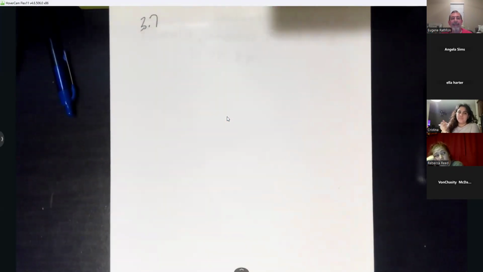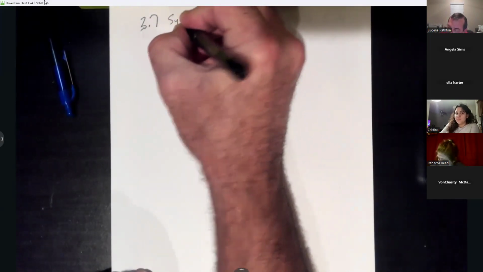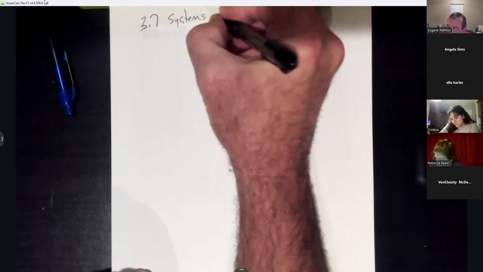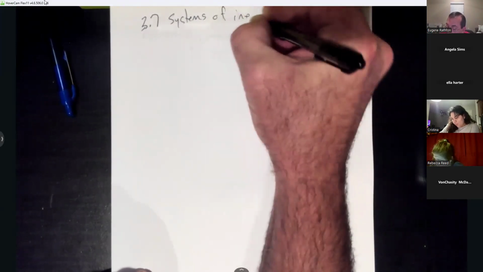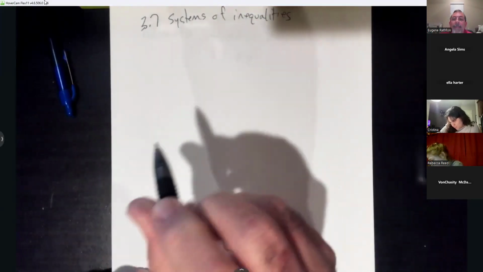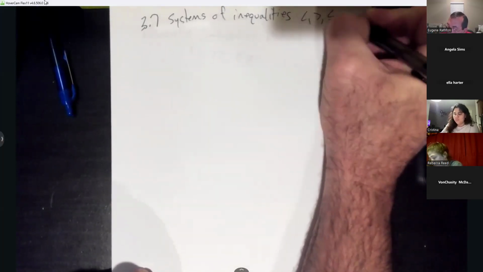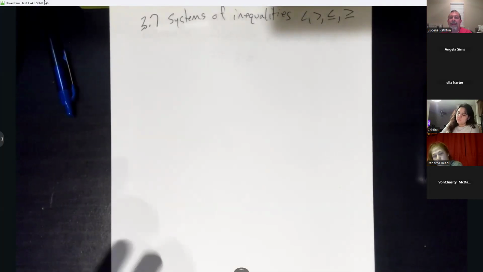3.7 gets back into systems of equations. So in 3.7, we're going to look at systems of inequalities. And remember, inequalities, less than or equal, greater than or equal.